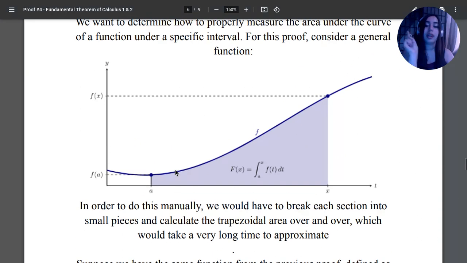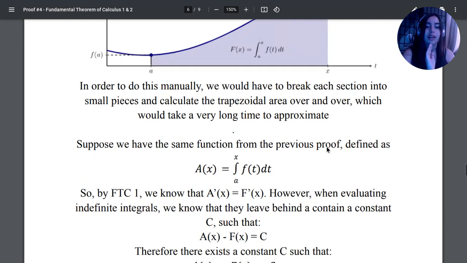Okay, but recall, in order to do this manually, we would have to break each little section into small pieces and calculate the trapezoidal area over and over, which would take so long to approximate for a specific interval like this. So we're going to be using our integral from the previous proof.